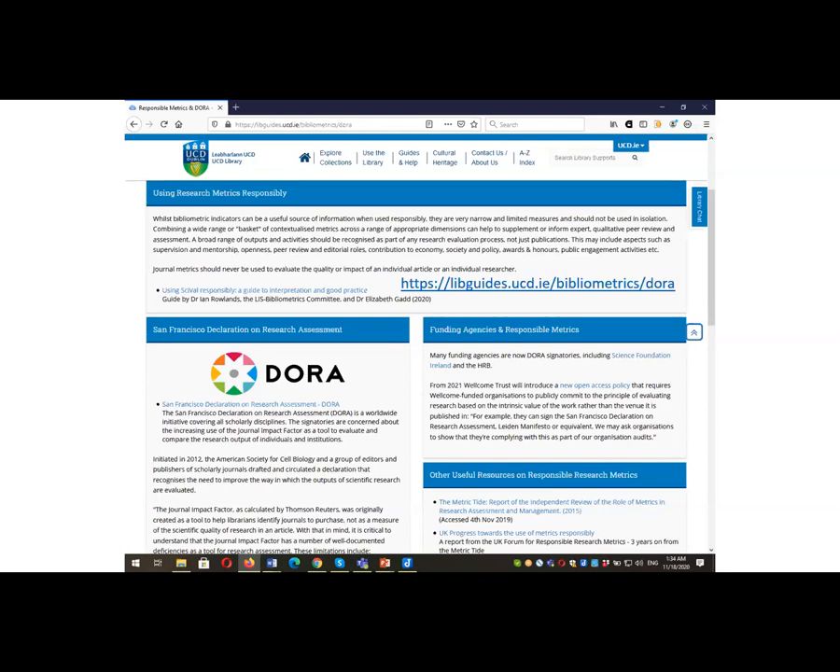What this Declaration on Research Assessment says is that the journal impact factor, as calculated by Thomson Reuters, was originally created as a tool to help librarians identify journals to purchase. So it was never meant to be a measure of scientific quality of research in an article. With that in mind, it's critical to understand the limitations of the journal impact factor and avoid using it in evaluating the quality of an individual article or an individual researcher.